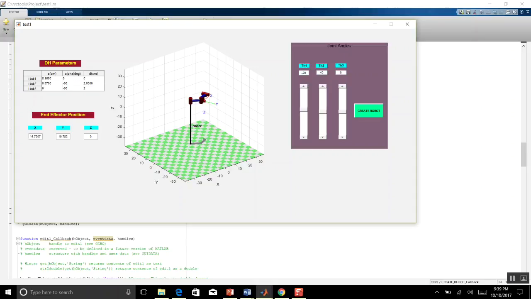We have an additional feature of manually entering the theta values. So as I manually enter the value, there's a change in the position of the robot as well as a change in the end effector.